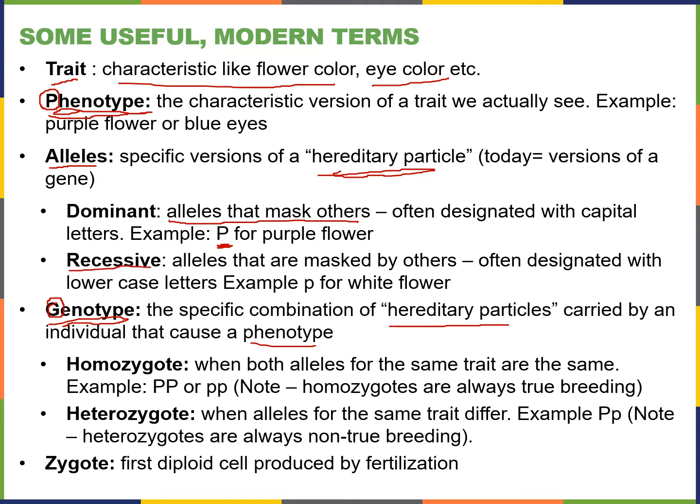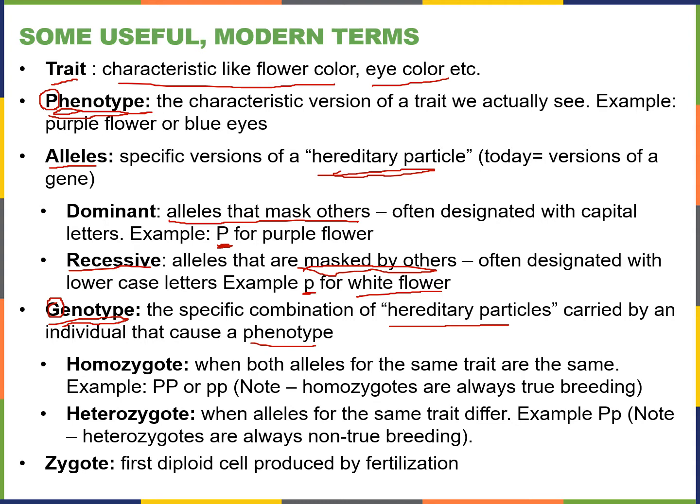Recessive alleles are going to be the ones masked by others. They are recessive. They are not going to be the ones expressed in the dominant fashion. And they're often designated with lowercase letters. So we can use lowercase p for the white flower, the example I'm going to give you.